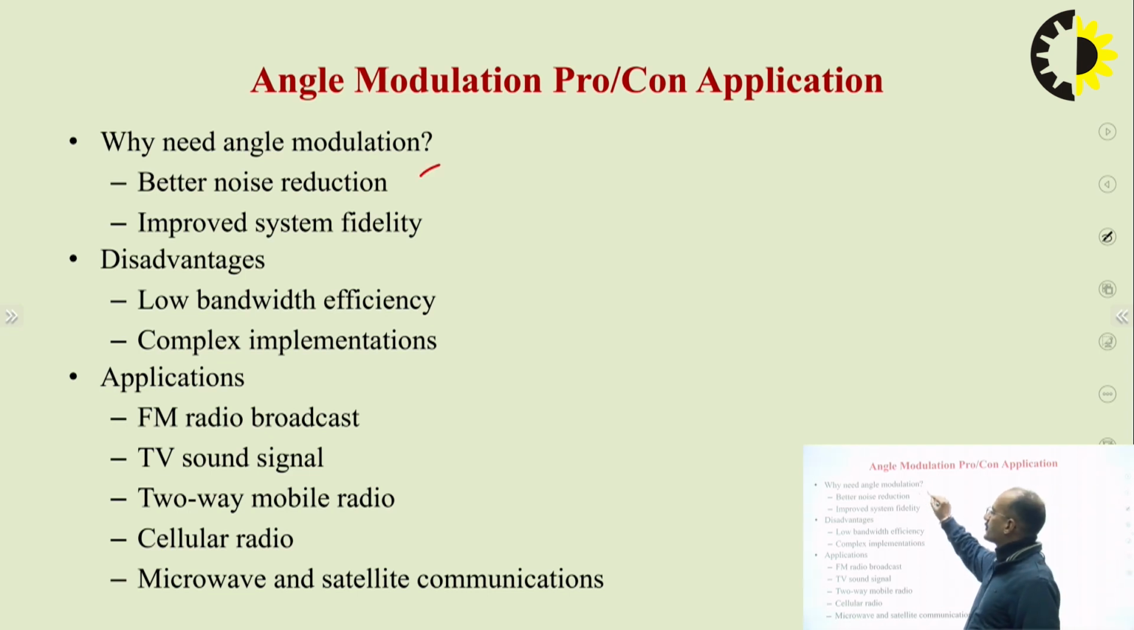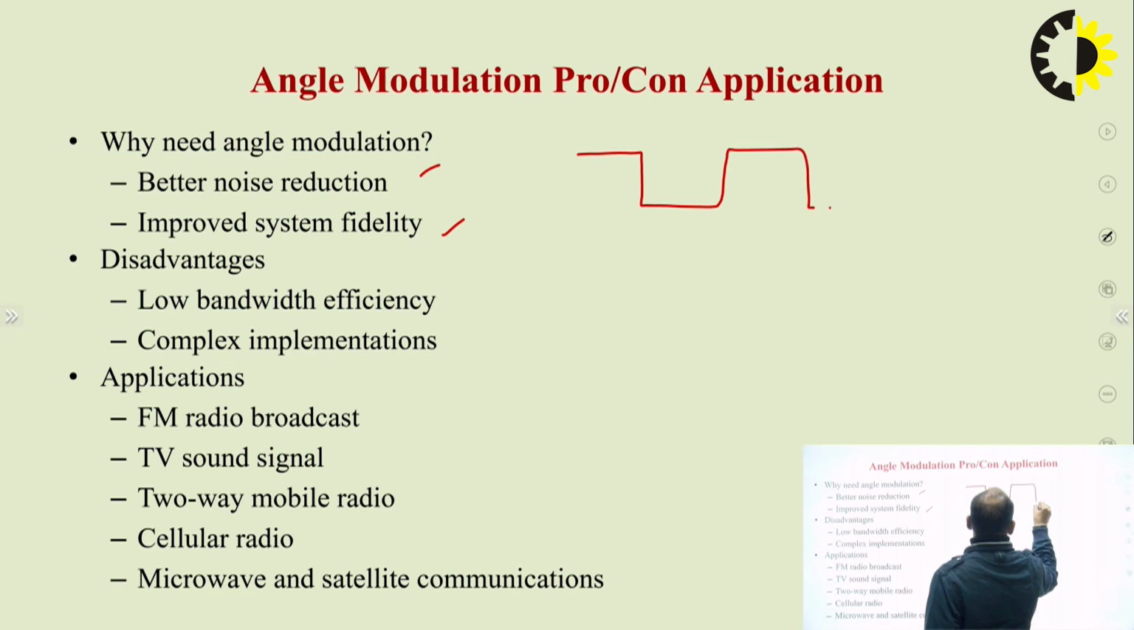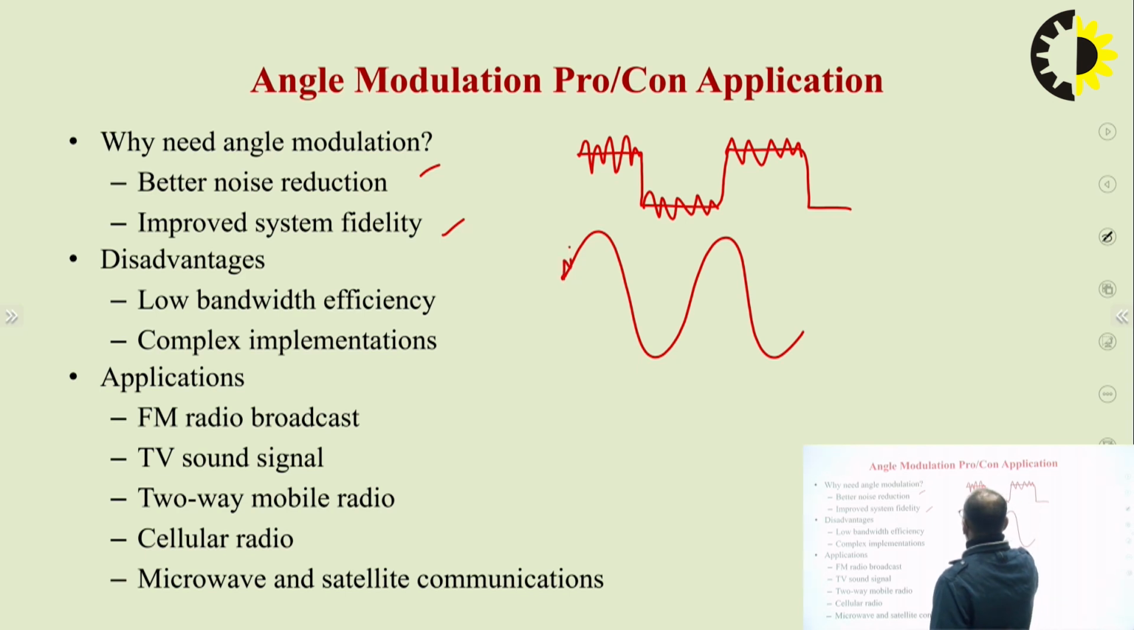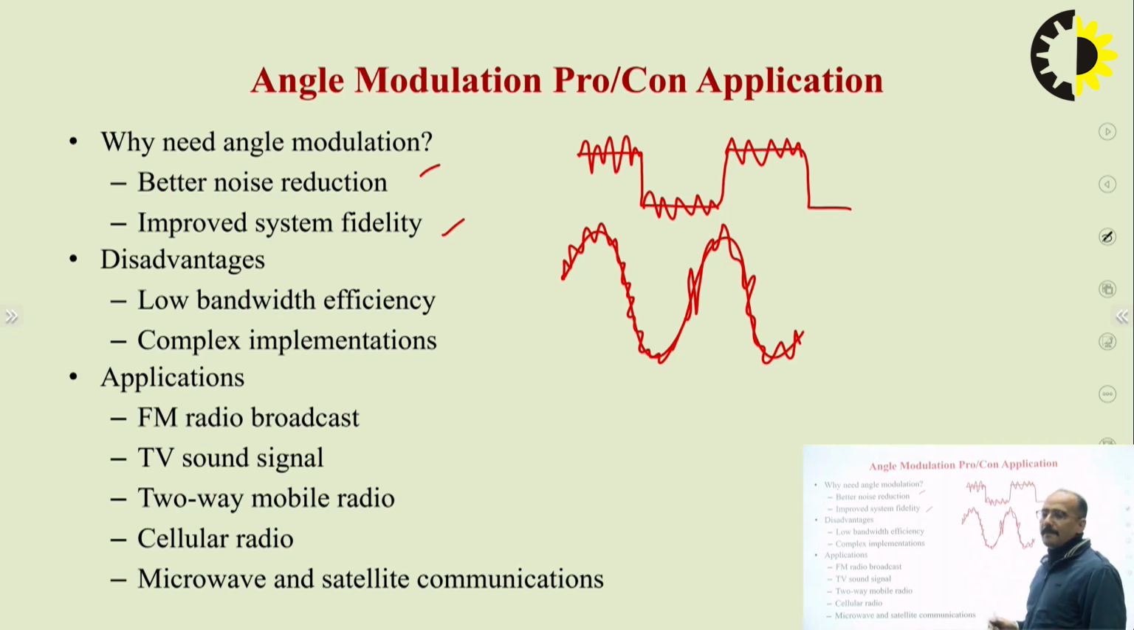For better noise reduction and improved system fidelity, we use angle modulation. Whenever noise interferes with the actual signal, what will happen? Let us take this signal. If noise is added here, that noise will be added only at the amplitude level of the signal. This is the noisy signal. When we are talking about angle modulation, this amplitude is not going to change; it is going to be the same throughout the system.